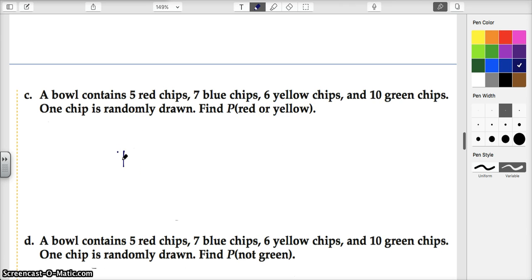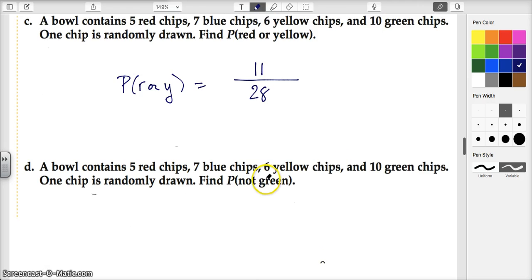So now the probability of R or Y, I'm being a little lazy, would be the total sum of red chips, which is 5, plus the total sum of yellow chips, which is 6. So that's 11 different possibilities that would satisfy my desire over the 28 that we had before. And so this is not reducible, so the probability is 11 out of 28.